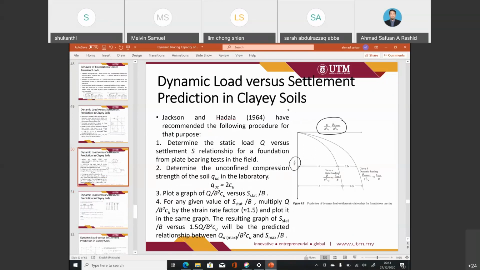So first we plot the graph. This is the first procedure. Then we extend: we get the value of x, and the extension of x should be 0.5 multiplied with the x. The second curve, after the extension of 0.5, is the value for the dynamic load.